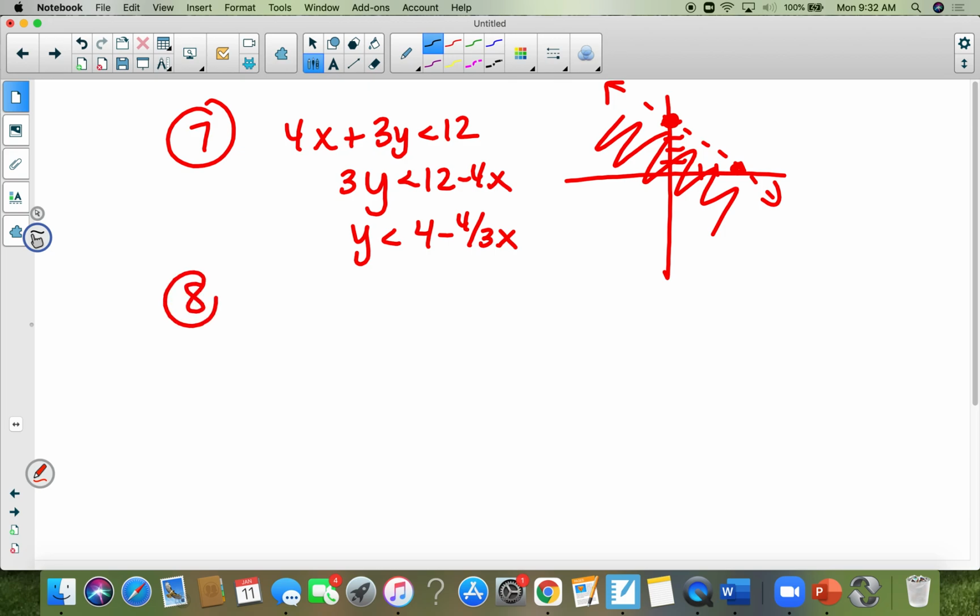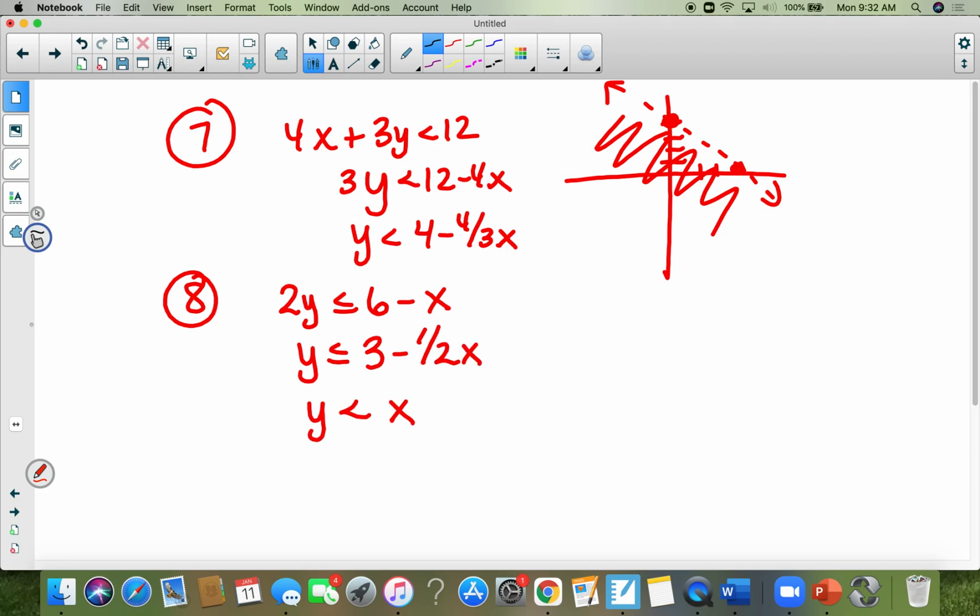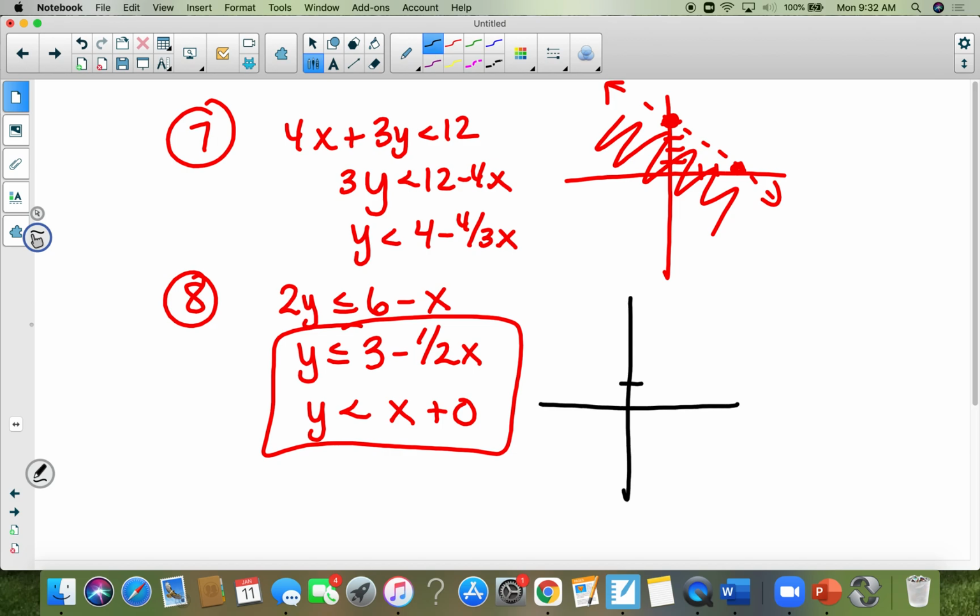Number 8, you're doing exactly the same thing, except you are graphing two equations. So the first thing I'm doing is getting y alone. And these are my two equations. I can put a +0 at the end of this one. So my first one, I put my first dot at 3, and I go down 1 and over 2. It's about right here. This one gets a solid line because there's a line underneath it.